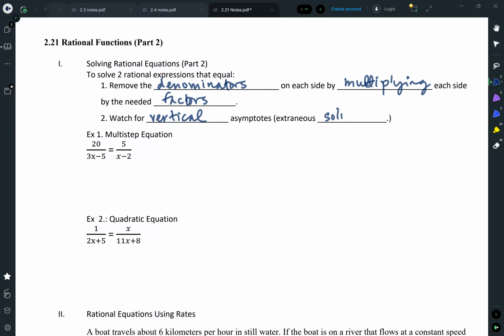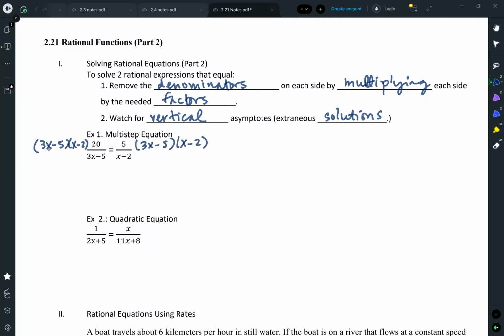extraneous solutions. So on the first one, I know you're thinking you could just do cross multiplication, and you could on this one. It's not going to work every single time. It would on this one. But really we want to think in terms of getting rid of our denominators. So if I multiply by a 3x minus 5, I get rid of the 3x minus 5, but I also have a denominator of x minus 2, so I want to multiply that as well.